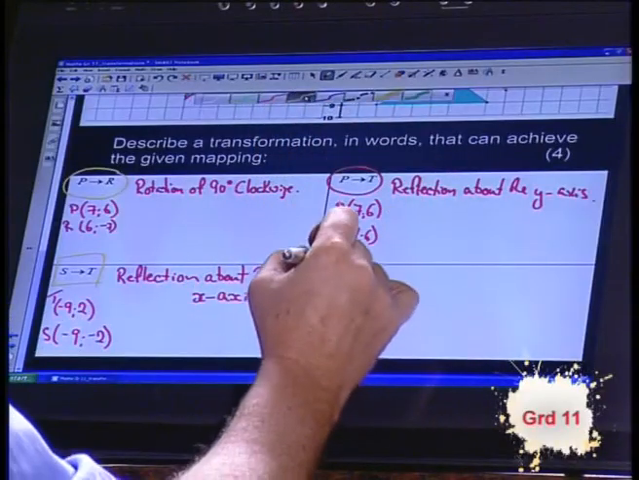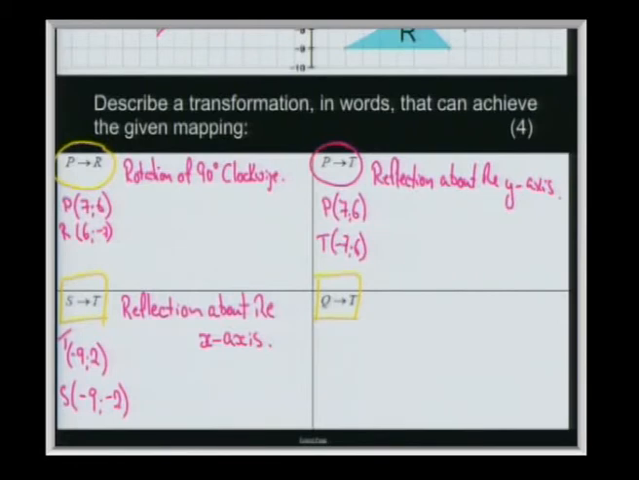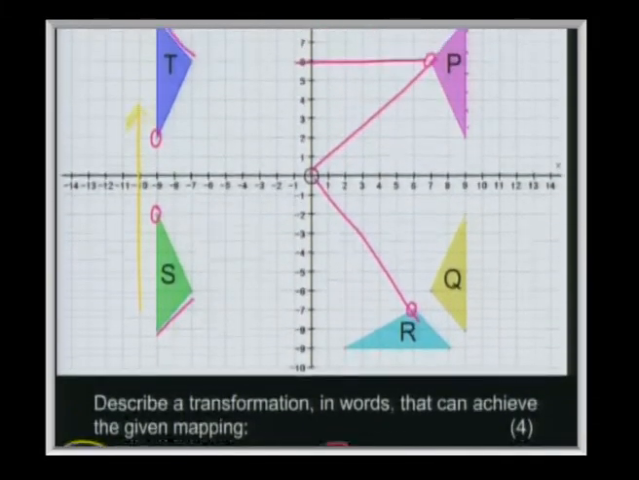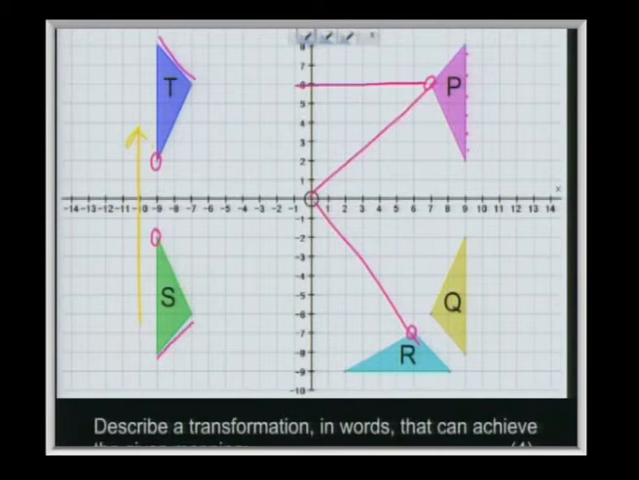Right, our last one. Our last one is going from Q to T. And I'm just going to rub out these scribbles so that we can see exactly what's going on.